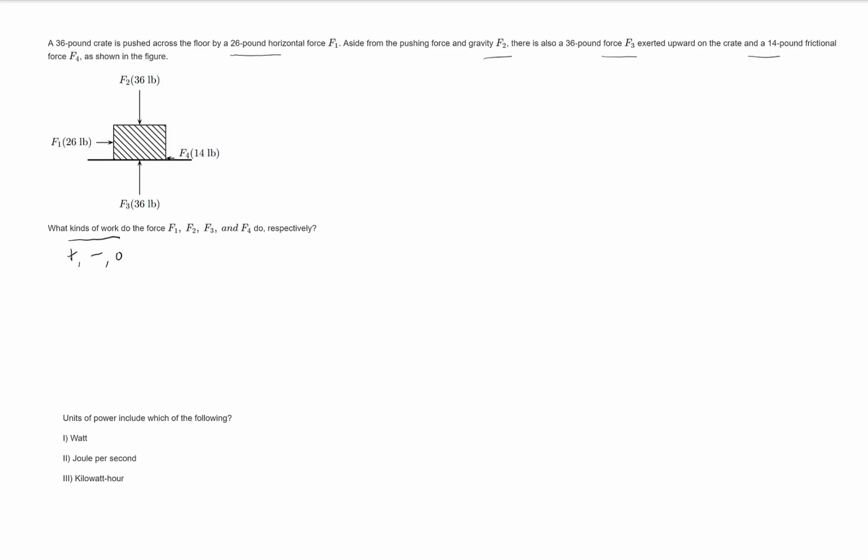Find the speed of the car after it has moved a distance of 28 meters, assuming it starts from rest. So V naught is 0, and then it moves and has some final velocity, and that's what we want to know. So since we have 2 forces, what we want to know is the net work. The net work is equal to the change in kinetic energy. This one is doing positive work, this one is doing negative work.